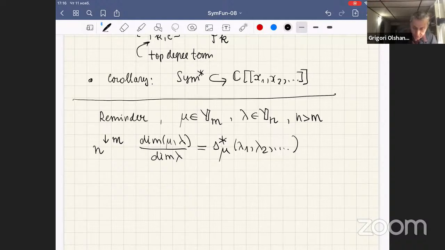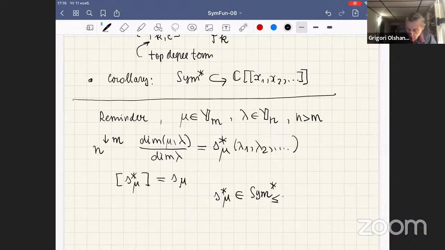And again, we have here, informally, that the top degree term is the ordinary symmetric function. So what does it mean? We have that this element is contained in the filtration term of degree less or equal to m, and then after factorization, we have this map to the quotient space.